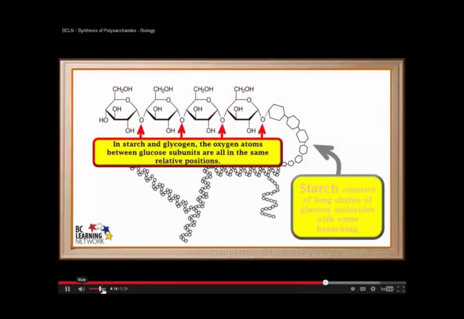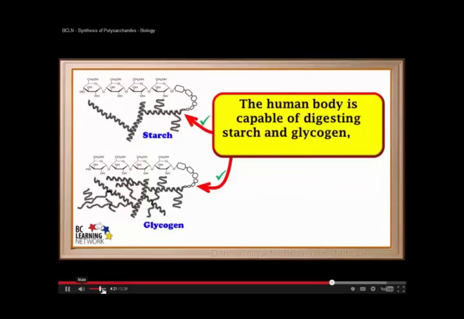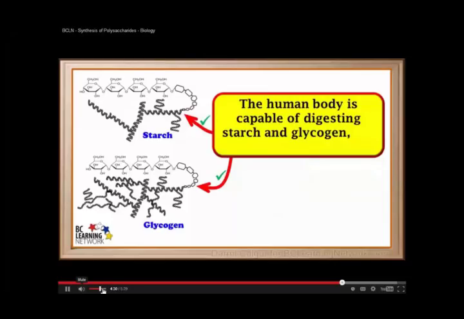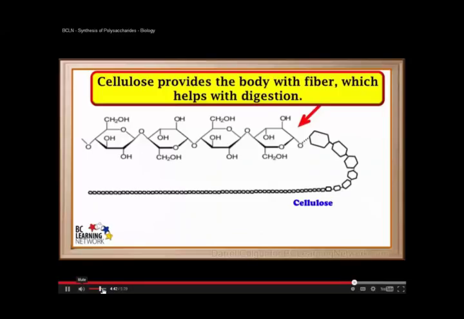It is important to note that the human body is capable of digesting starch and glycogen, but it is not capable of digesting cellulose. The body breaks down starches and glycogen in steps, eventually ending up with many single glucose molecules, which the body uses for energy. Even though the polysaccharide cellulose is not broken down by the body, it provides the body with fiber, which is believed to help with digestion in the large intestine.